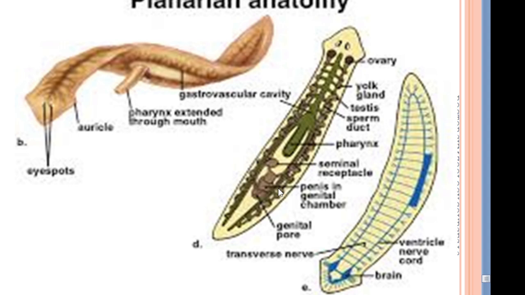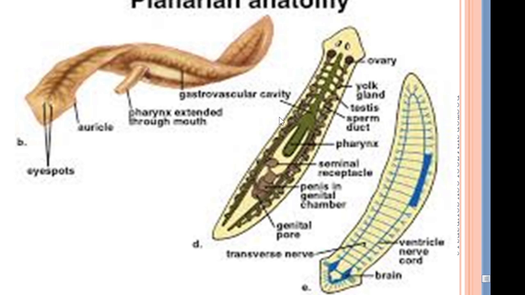Okay, the planarian uses sexual reproduction and asexual reproduction. So the sexual reproduction is used during the summer when it's hot. So when it's hot, the animal uses sexual reproduction. And if it is cold, the animal will use asexual reproduction by using a part of its body, and by using this part, each part can give a new individual.